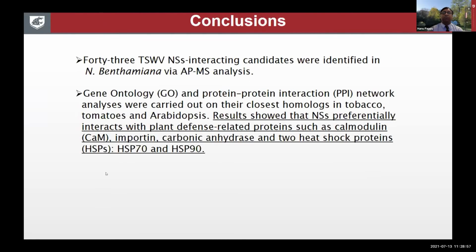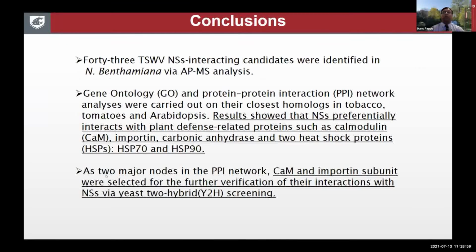So, conclusions: we identified several host proteins that are potentially interacting with the tomato spotted wilt silencing suppressor protein, and major nodes of these proteins are identified in protein-protein interaction networks. For some of these proteins, we are further looking into the host proteins to identify the specific motifs that are preferentially targeted by the NSS protein.